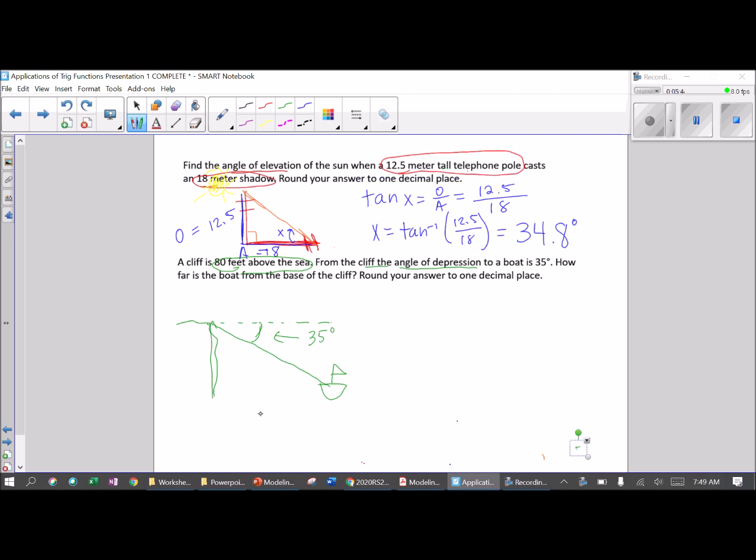Now, if we think of this as one line and draw it out to the boat right here, we've made our right triangle. It says the cliff is 80 feet above the sea. Here's the cliff. So that's where our 80 goes. And then like I just told you, angle of depression and angle of elevation are related. Since these guys are opposite, this one also is 35 degrees. And then it says, how far is the boat from the base of the cliff? That's this guy. All right, here's our triangle. This guy is 35. This guy is 80. We're trying to find x right here.